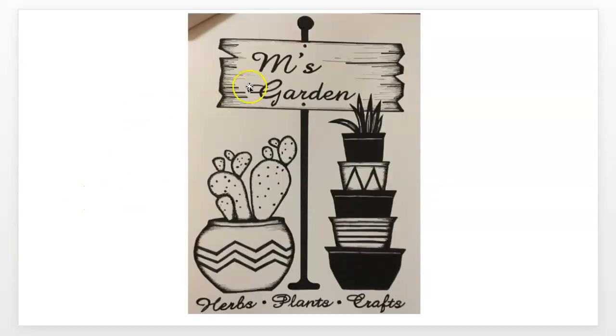This one's pretty nice. The person's name began with M. They want to sell herbs, plants, and crafts. And so it has a kind of feeling of the type of pottery they wanted to sell and a lot of the details. I think it might be almost too detailed, but nonetheless, it works pretty good.